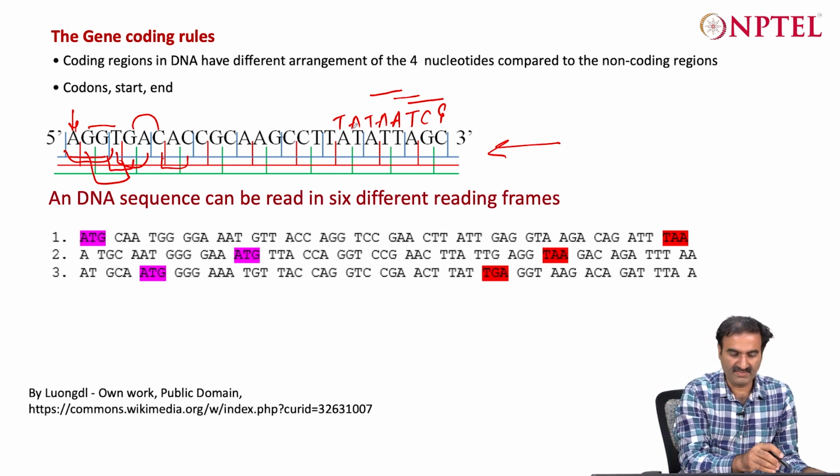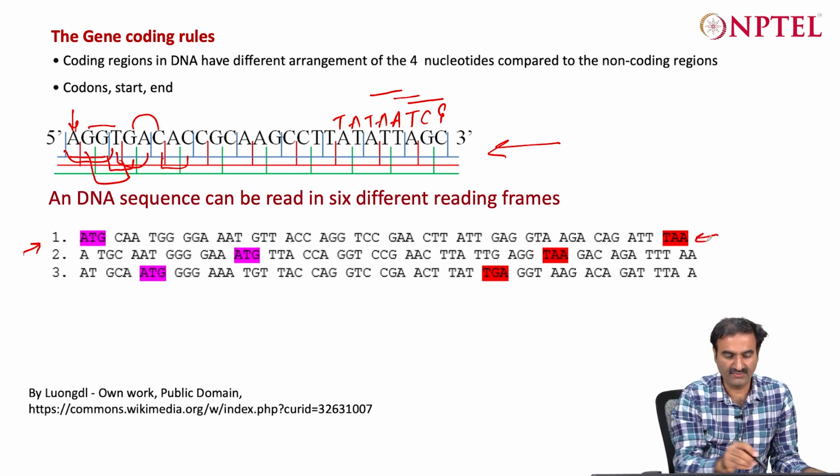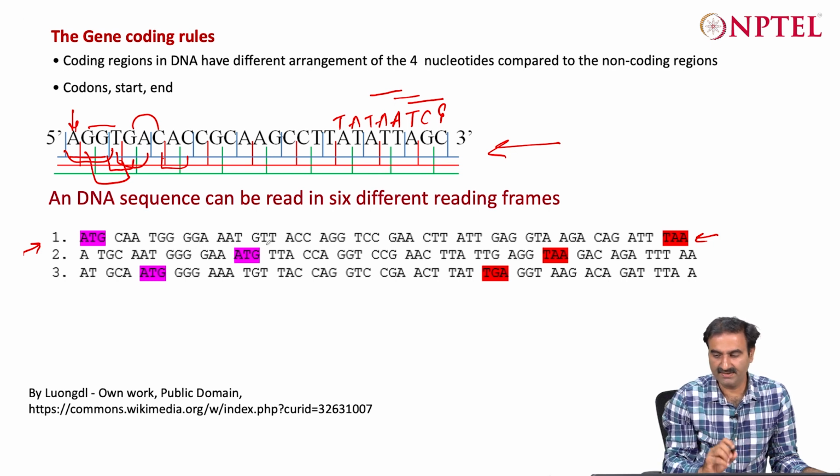So one example is here also. In the first reading frame it will be ATG, which is the start codon. We know ATG codes for methionine, the start codon, and then TAA, which is the stop codon. In between you can see there are different codons which code for various amino acids like CAA, TGG, GGA, AAT, and like that.